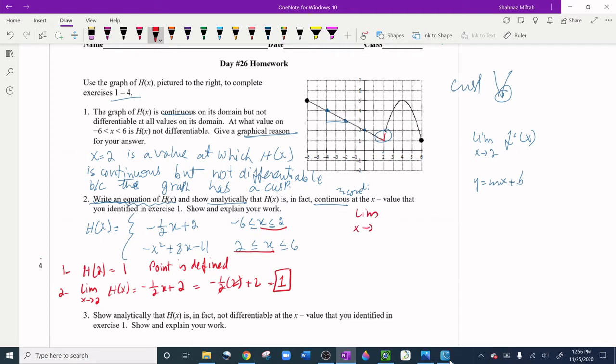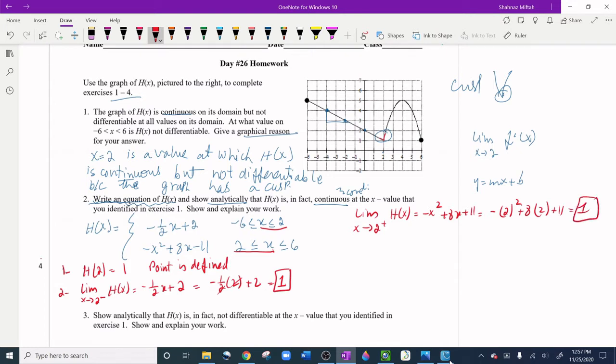Limit as x approaches 2. Sorry, that was from the left. I didn't write the negative. Now x approaches 2 from the right of h of x. For the right, I'm using this function because x is greater than 2. So I got negative x squared plus 8x plus 11. When I plug in 2, negative 2 squared plus 8 times 2 plus 11, this one is also going to give me 1 when I solve it.